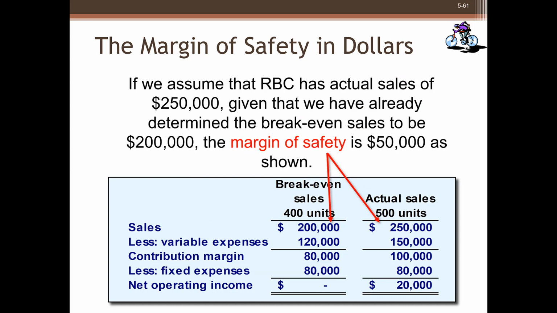Let's take a look at RBC. If we assume RBC has actual sales of $250,000, given that we have already determined the break-even sales to be $200,000, we can easily calculate the margin of safety in dollars as the difference between actual sales and the break-even point, $50,000.